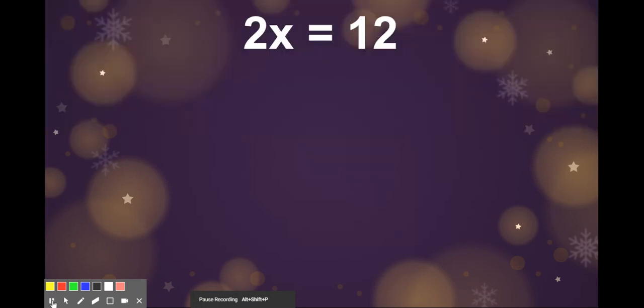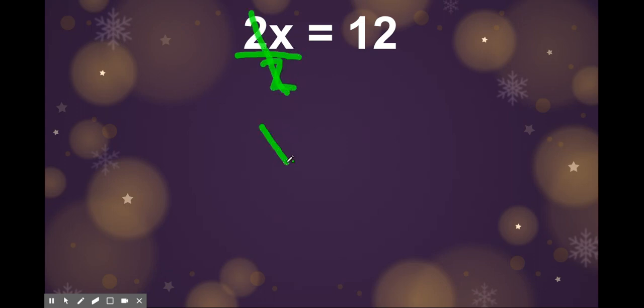Next, we have 2x equals 12. Well, I know to undo multiplication, I use the inverse operation of division. So I'm going to divide by 2. That cancels this out, leaving me with only an x. Well, if I divided my left side by 2, I have to divide my right side by 2. 12 divided by 2 gives me 6. X is equal to 6.